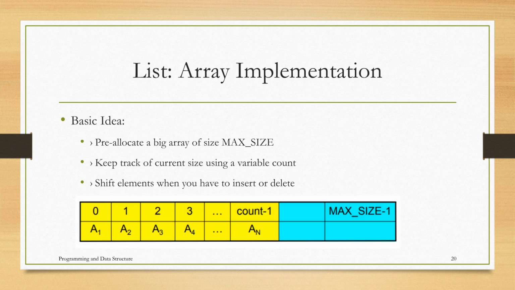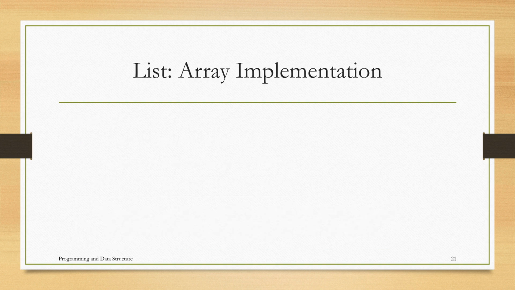For array-based list implementation, the basic idea is to pre-allocate a large array. We track the current size with a count variable and shift elements when inserting or deleting. This slide visually depicts the array implementation of a list, illustrating how elements are stored sequentially within a pre-allocated array.